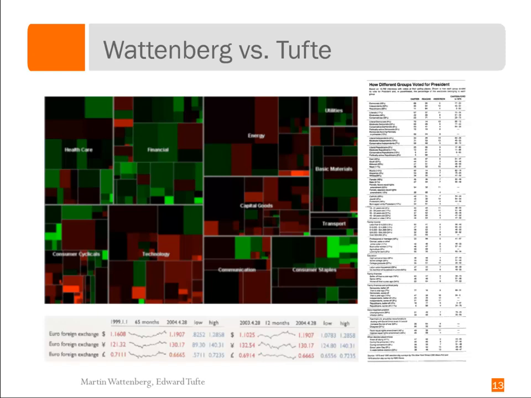That's our green and red visualization in the top left of our slide here. What Tufte has recommended is a super table. So you'll see that on the right-hand side of the screen. So that super table is defined as how different groups voted for president. So there are all kinds of different demographic groups, how they might have voted.